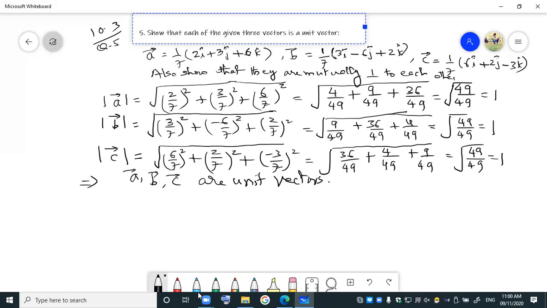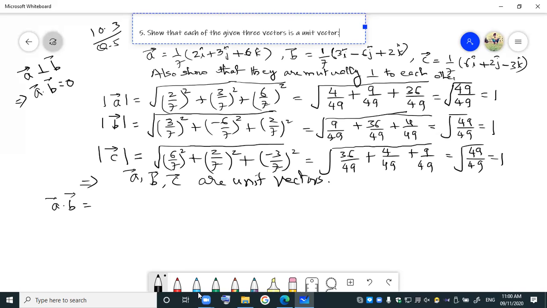Part one is proved. Second part, show that they are mutually perpendicular to each other. You know that if A is perpendicular to B, then A dot B is equal to 0. So first we will find A dot B, then B dot C, then C dot A.